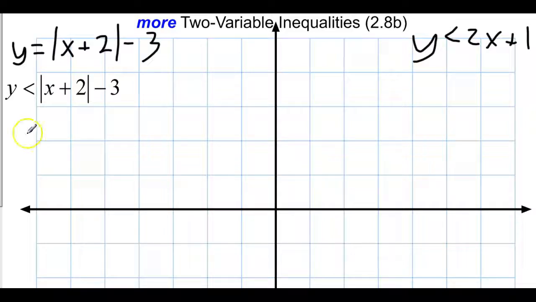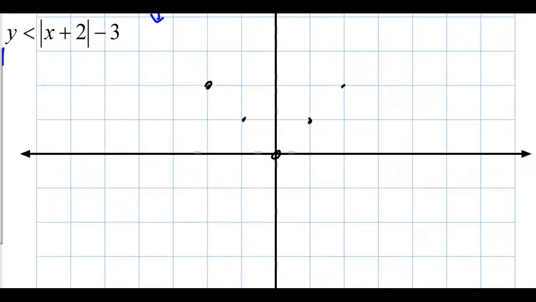So the first thing: dotted or solid. We see this sign here. There's no equal sign, so I'm going to draw a dotted line. And I'm basically graphing this equation without an inequality. So I'm going to start with my 5 points that I know and love. These are the 5 points from the parent graph for y equals absolute value of x. And this is going to move it 2 units to the left and 3 units down. So every point is going to move 2 units left and 3 units down.